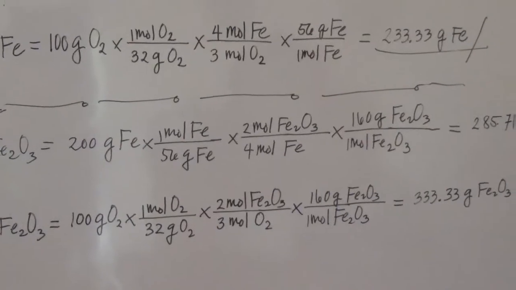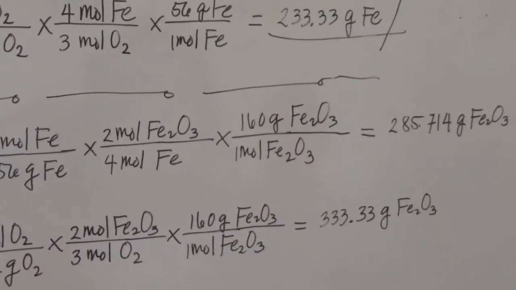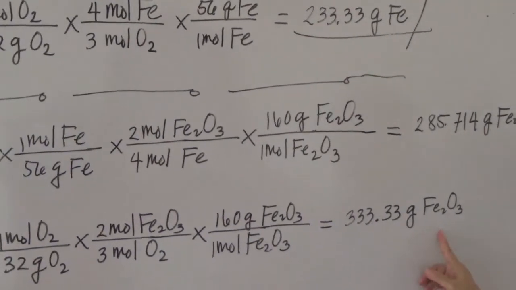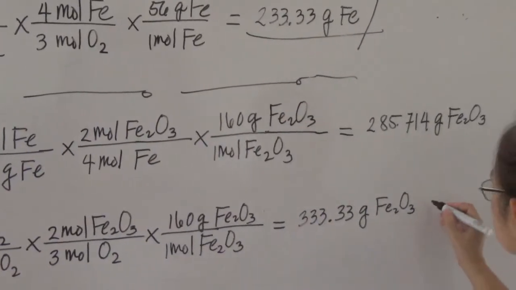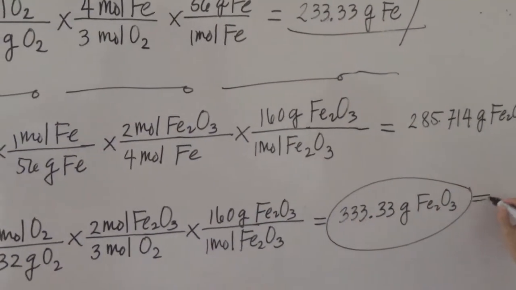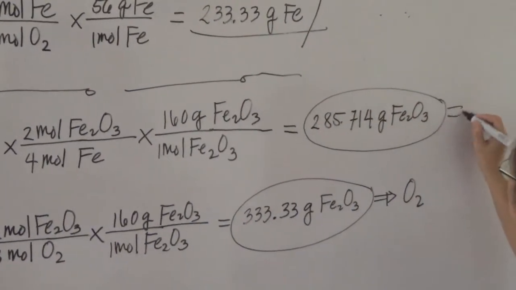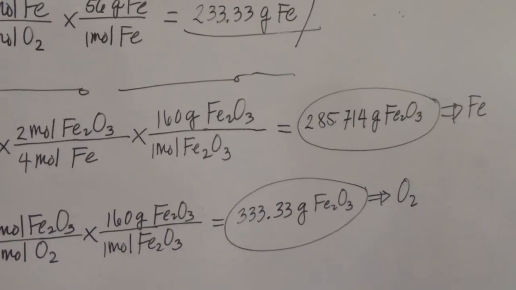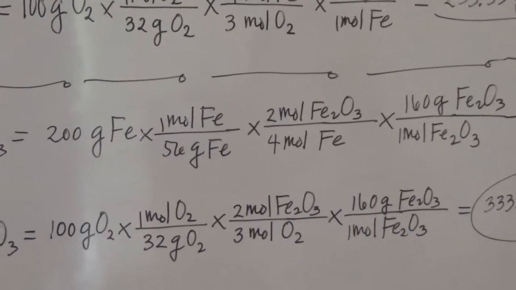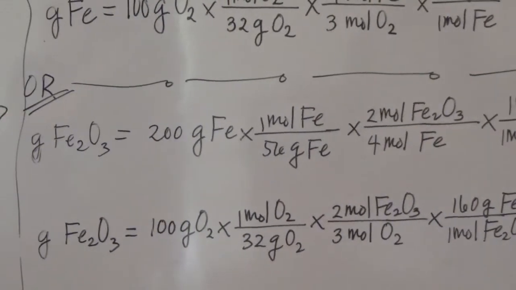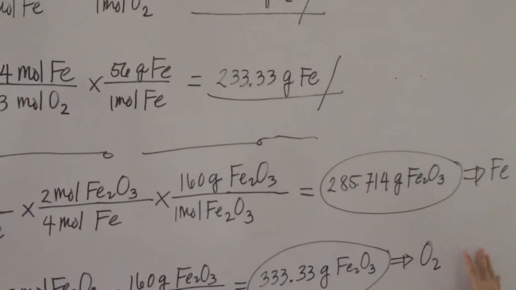And the amount of ferric oxide that will be produced is 333.33 grams of ferric oxide. So this amount is based on oxygen. This one is based on iron. So whichever gives the smaller amount of the product is the limiting reagent. So it is verified that from here, same answer, and from here, same answer.